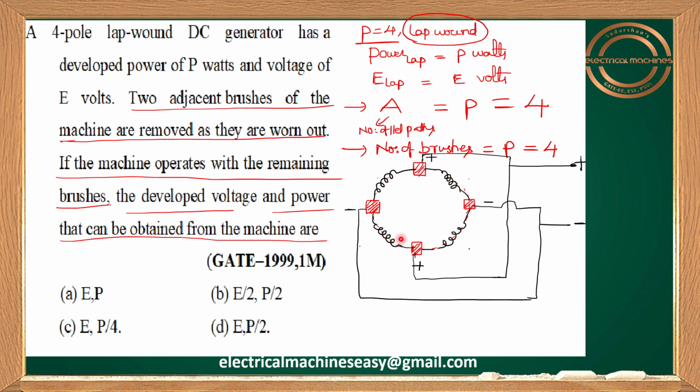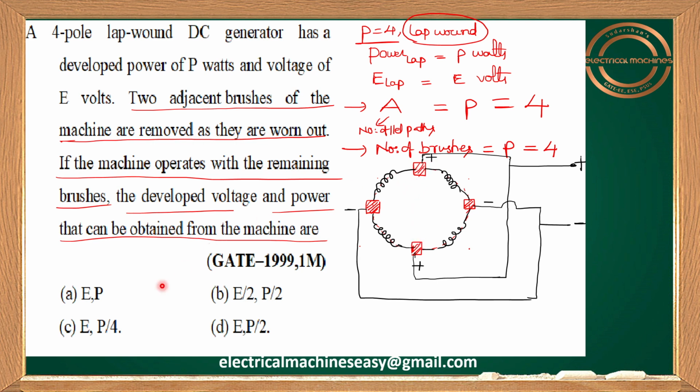If this is damaged, this and this become dummy. If this is damaged, this and this become dummy. Now for this question, please tell me how many brushes are damaged. Two brushes of the machine are removed. That too, he is saying adjacent brushes, not opposite brushes.